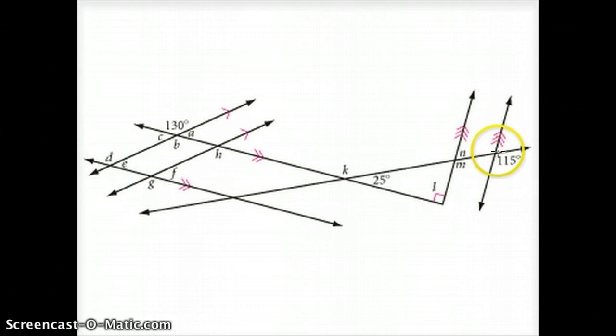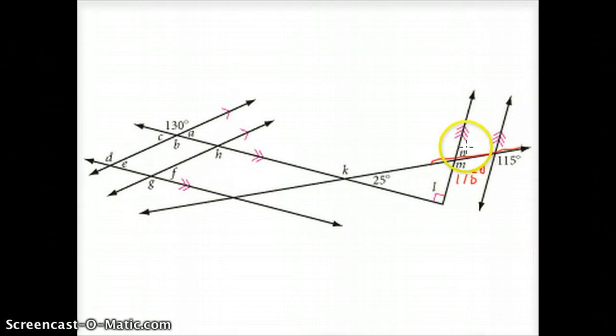So let's start with this set over here. This is the transversal. Here are the parallel lines. So 115 is a corresponding angle. It's in the same position as M. So M is 115 degrees.